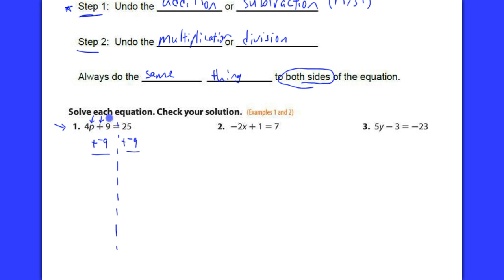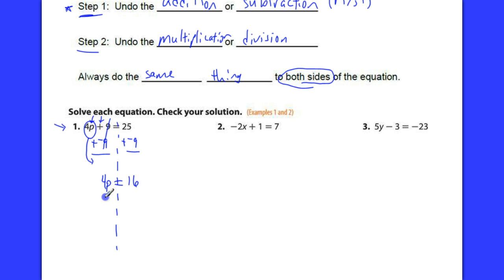All right, if I subtract 9 minus 9, that is 0 right there. So I'm left with this 4p. He's still on that side, so let's copy that down. Keep your equal sign on the line. Please keep your work neat, just like I'm doing in the video. 25 minus 9, or plus negative 9, is equal to 16.